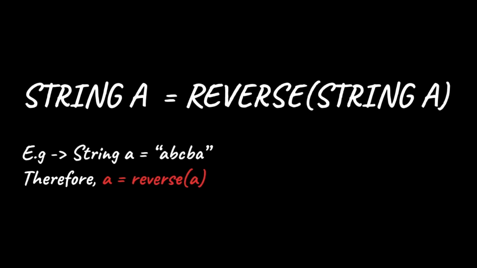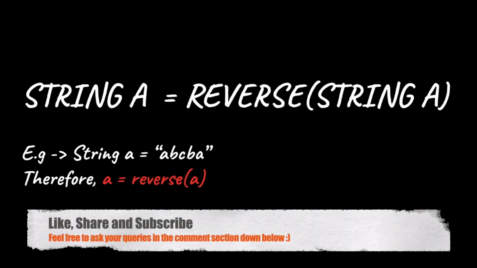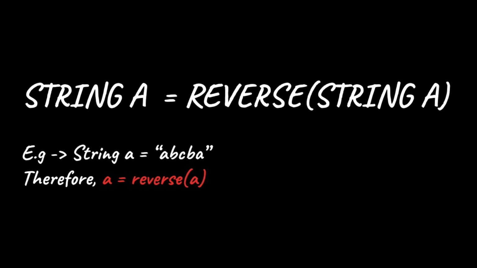A palindrome string is a string that, whenever we reverse it, will be the same as the original one. Given an example, string A is equal to ABCBA. Whenever we reverse this particular string, it will be the same as the original one.